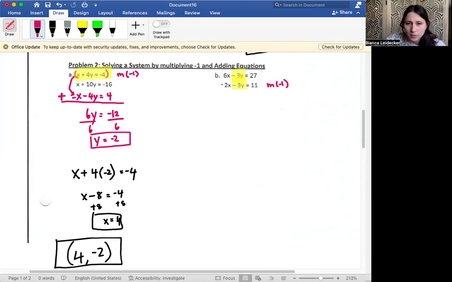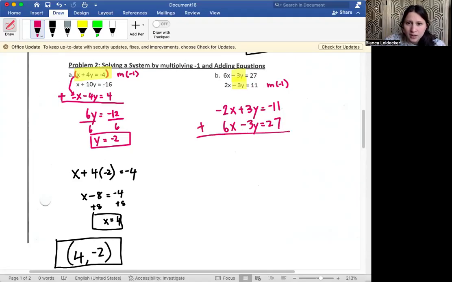And when you multiply this, it basically becomes -2x plus 3y equals -11, because 2x times -1, -2x. -3y times -1, +3y. 11 times -1, -11. And then I'm going to bring the other equation down. So I'm just going to recopy it here so they're stacked on top of each other and add the two.